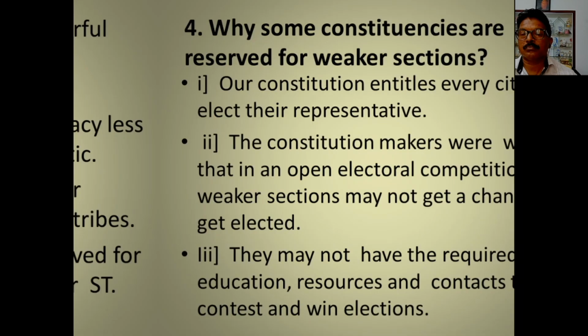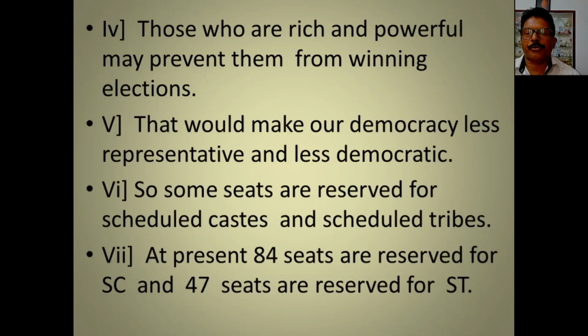The fourth point: those who are rich and powerful may prevent them from winning elections. They may not help them to win elections. The scheduled castes and scheduled tribes and other backward classes.